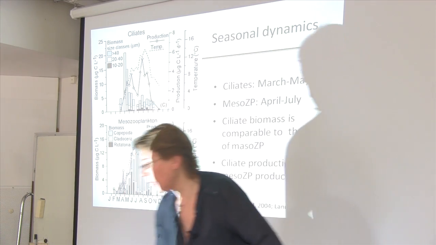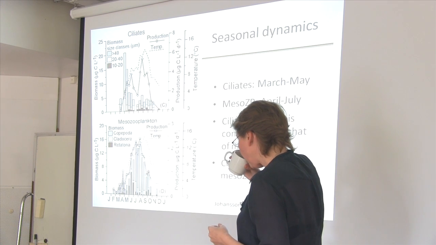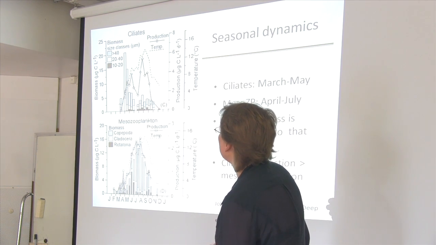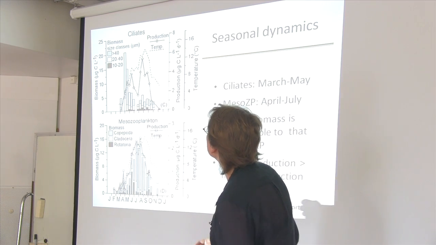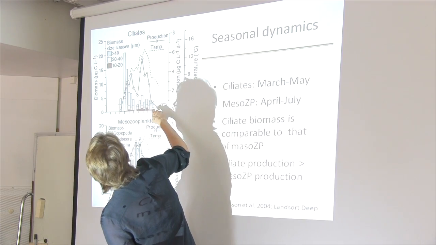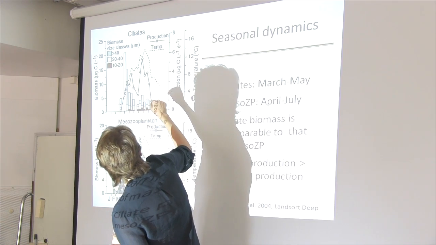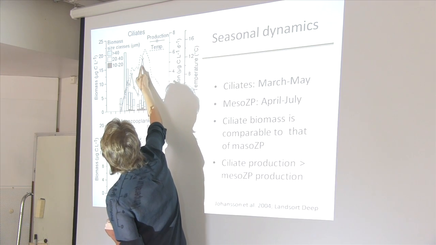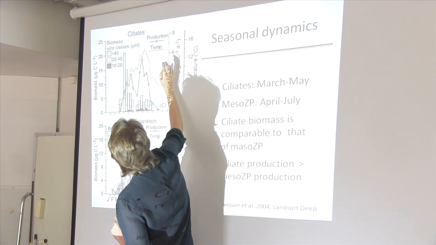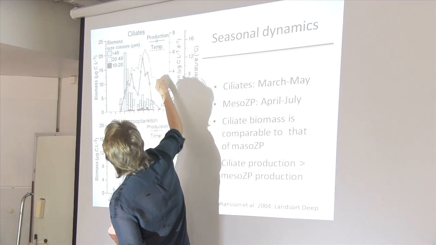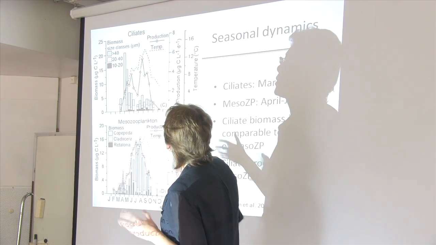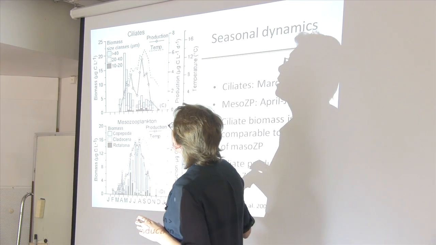Seasonal dynamics. In spring, following the phytoplankton bloom, we have a temperature production of phytoplankton instead. No, it's not phytoplankton, it's ciliate production. We have temperature as a proxy for changes in physical conditions during the season.